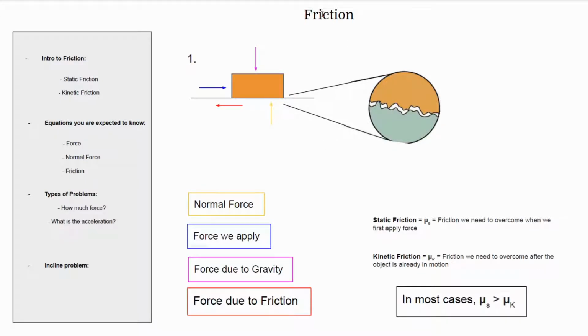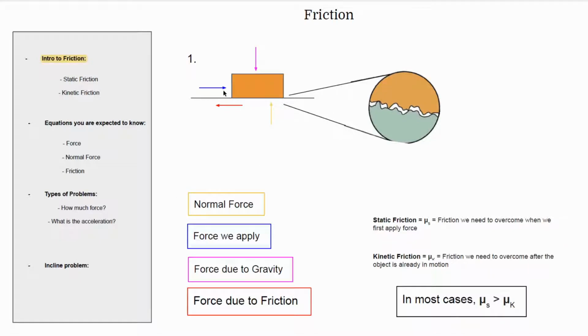Hi, in this video we'll be going over friction in physics. We'll start off by doing a quick introduction to friction, where we'll compare static and kinetic friction. We'll then go over different equations we're expected to know to solve friction problems. We'll then look at two general types of friction problems. We'll end this video off with a more complicated type of problem involving friction.